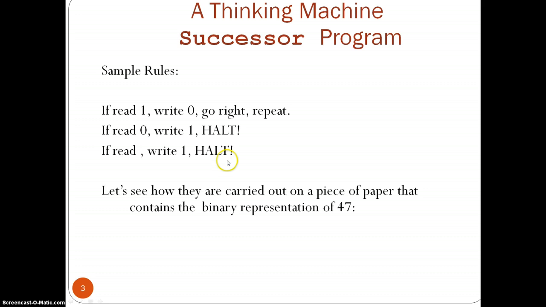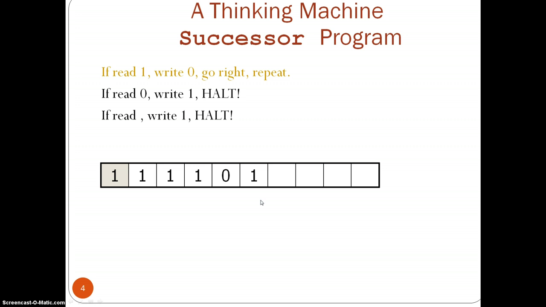Say we want to find the successor of 47. The binary representation of 47 is 101111. Now according to rule number 1, we are reading 1 on the tape. We write 0 at this place and go right. Again we read 1, write 0 and go right. Again we read 1, and write 0. Then again we read 1, write 0 and go right. Now we are reading 0, that is our rule number 2. Then we write 1 at that place and we halt.